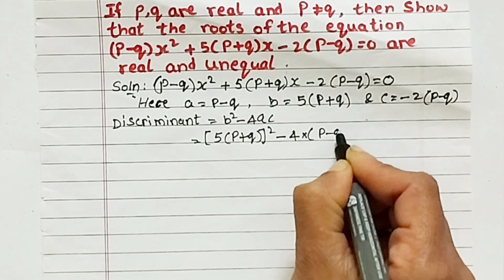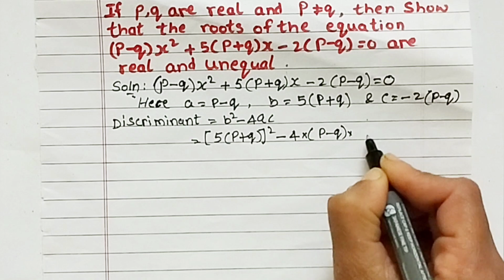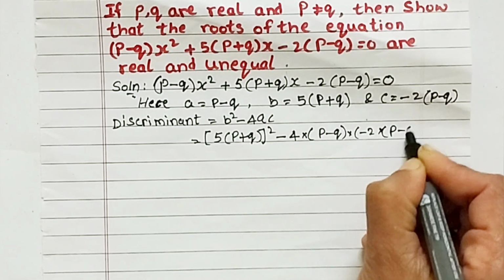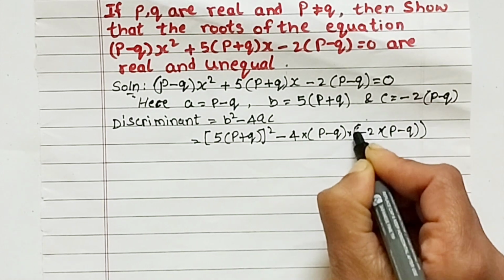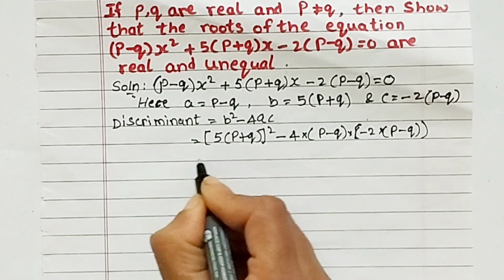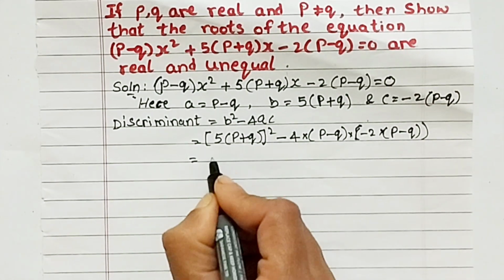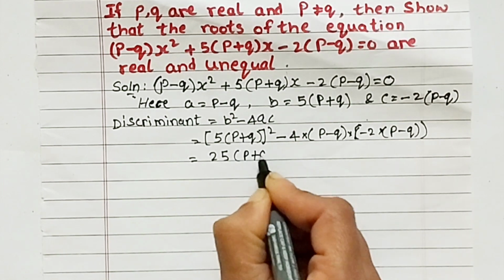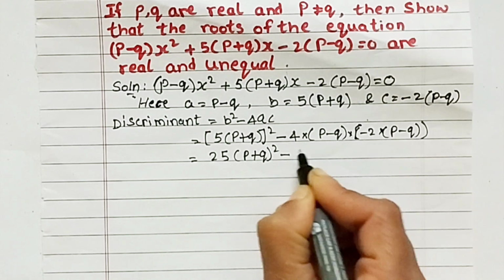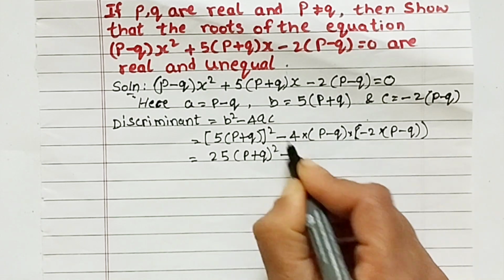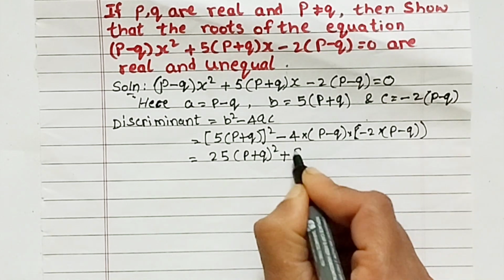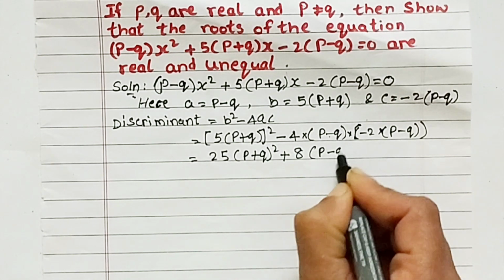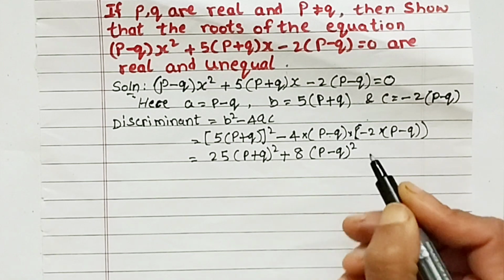minus q, c is minus 2 into p minus q, which is equal to 5 square is 25 into p plus q whole square minus, here minus into minus plus, 4 into 2 is 8, p minus q into p minus q, p minus q whole square.